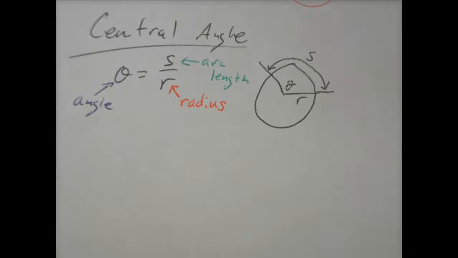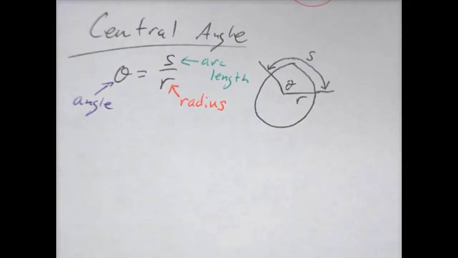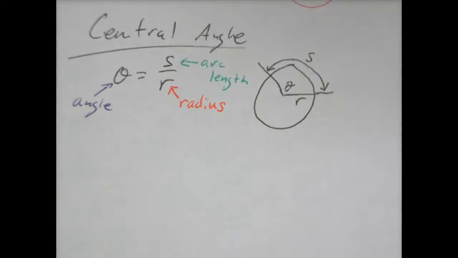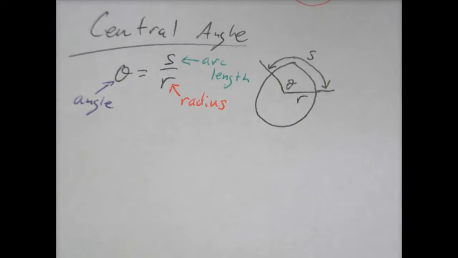For any given circle, we have something called a central angle. You have the arc length, which is just the outside length of the circle. You also have the radius, which you guys know what that is.